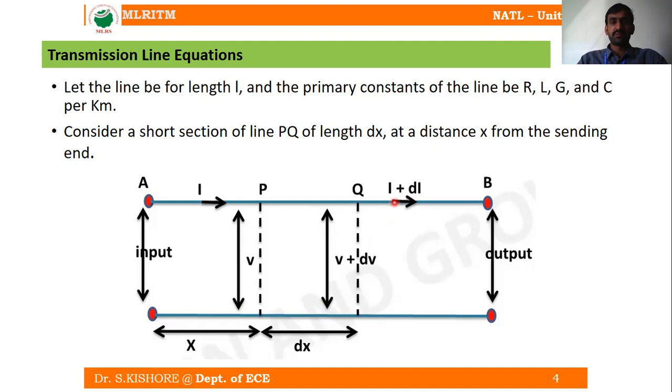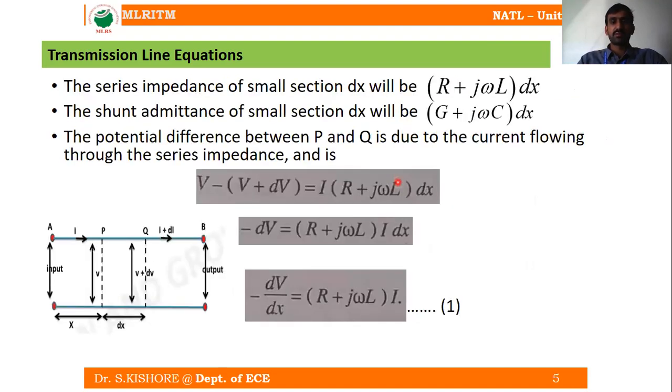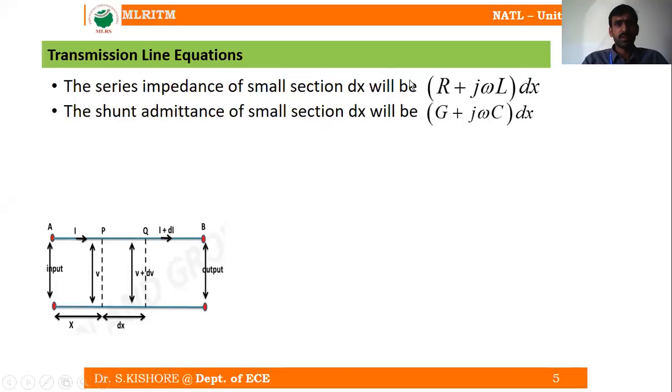So now, the series impedance of the section dx, with the primary constants R, L, G and C: when coming to the impedance, as it is a series impedance, we are going to consider only the series resistance and the inductance. So the series impedance can be given as R plus j omega L, for the small section dx, so R plus j omega L into dx.